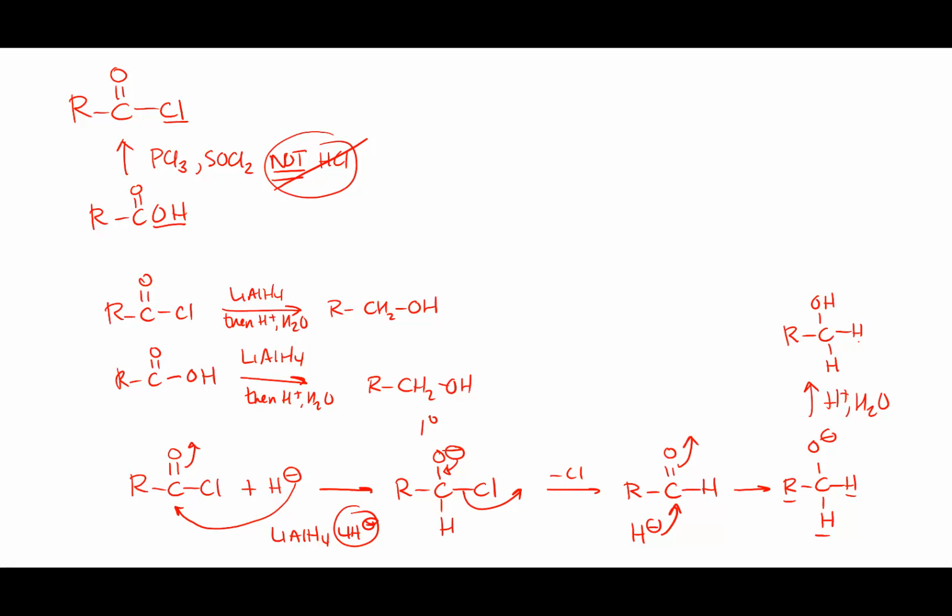Okay, so both carboxylic acids and acid chlorides with lithium aluminum hydride will form primary alcohols. Great. Except I'm back in chapter 22. Aldehydes and ketones. I want to make an aldehyde out of an acid chloride. I want to stop at the first H minus.